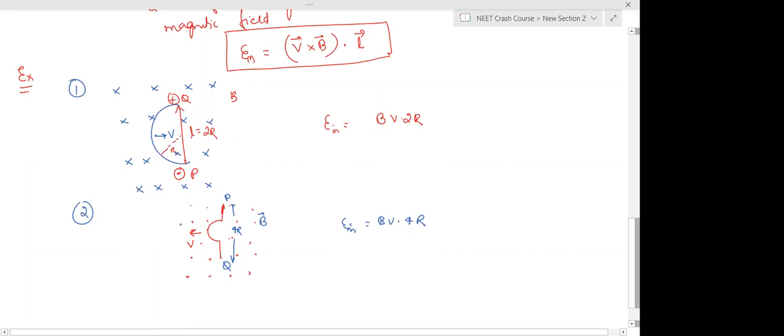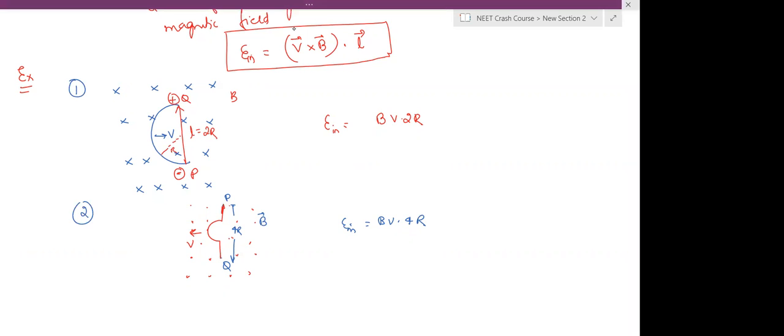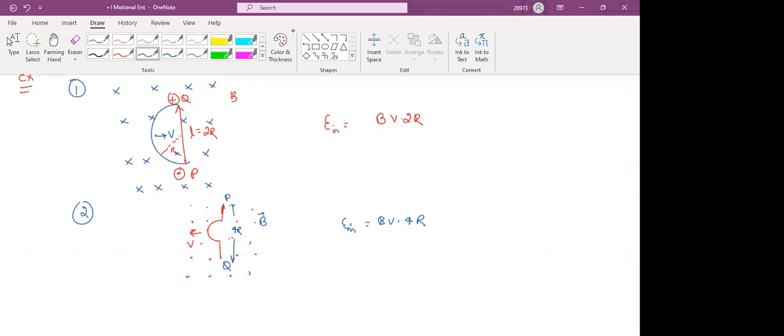Okay, in this second case, Bharat, which one is at higher potential out of P and Q? In this second diagram, which one is at higher potential? Sir, can I tell?